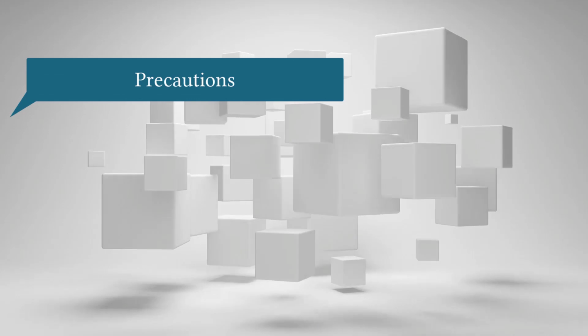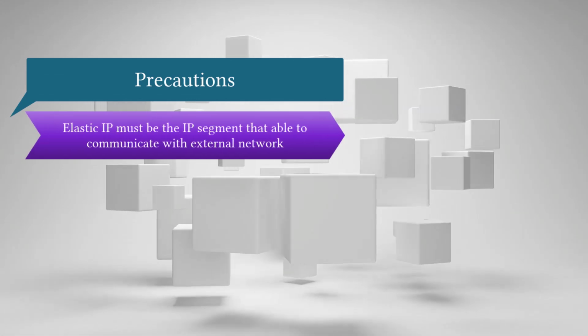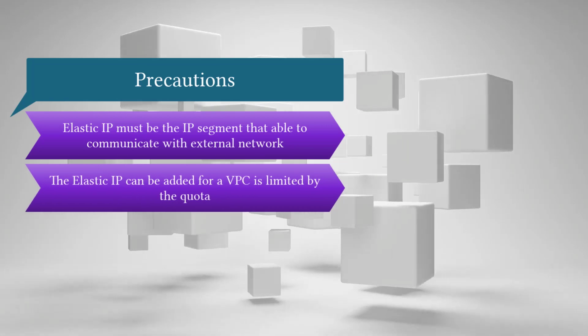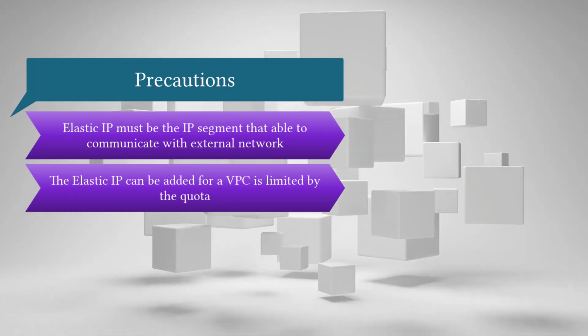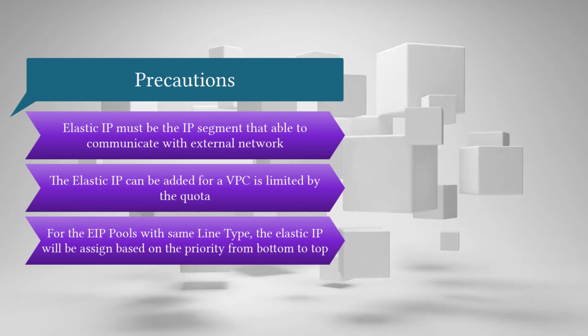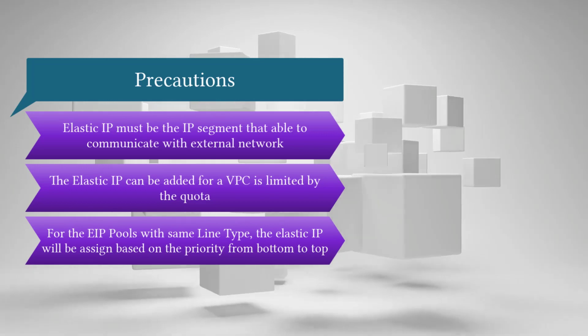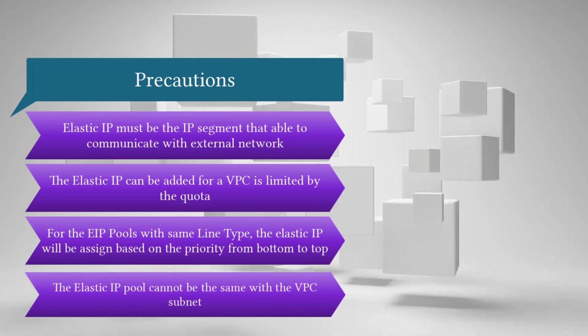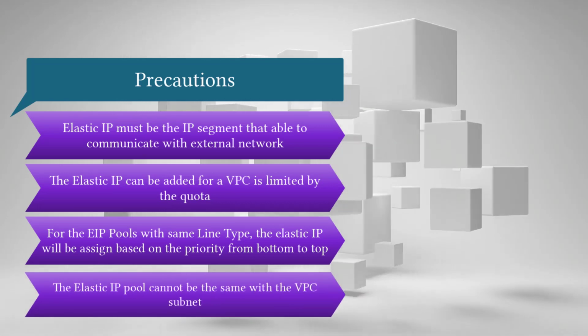Precautions. Elastic IP must be an IP segment that is able to communicate with the external network. The number of Elastic IPs that can be added for a VPC is limited by the quota. For EIP pools with the same line type, the Elastic IP will be assigned based on priority from bottom to top. The Elastic IP pool cannot be the same as the VPC subnet.